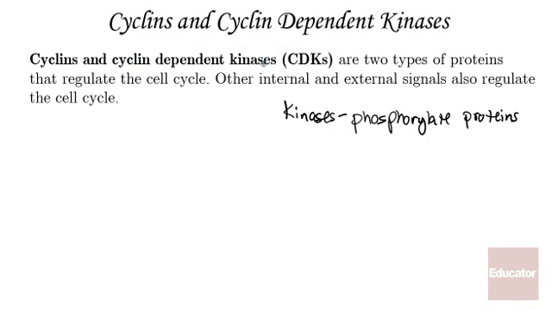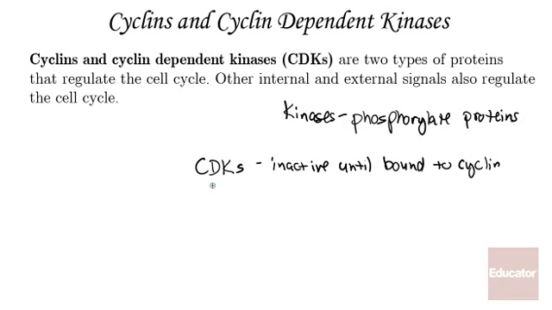CDKs, cyclin-dependent kinases: the name tells you something about them. They're dependent on cyclins. So CDKs are cytoplasmic proteins that are inactive until they are bound to cyclin. Active CDKs give the go-ahead signal at the restriction point and the other checkpoints. So these CDKs exist in the cytoplasm, and when the cyclin interacts with the CDK, it becomes activated, and when that occurs, it can tell the cell, go ahead to the next part of the cycle.